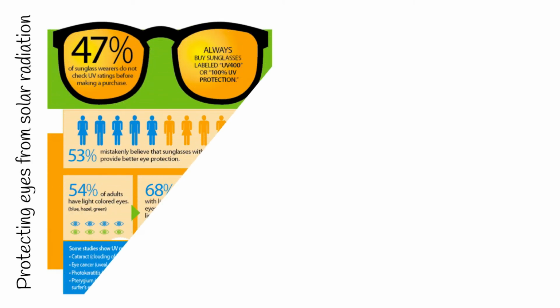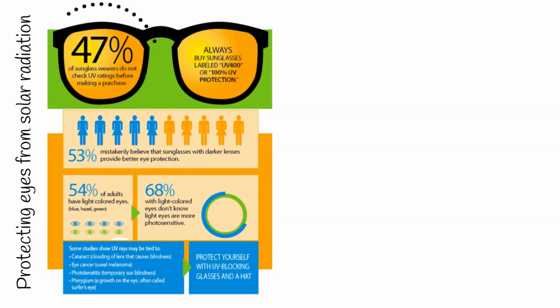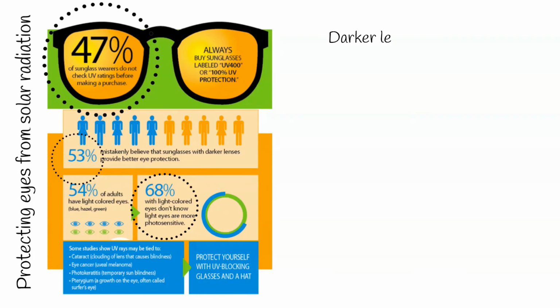Slide-on sunglasses. Protecting eyes from solar radiation. 47% of sunglass wearers do not check UV ratings before making a purchase. This makes them uninformed buyers. On the other hand, 53% believe darker lenses are actually better. Another alarming truth is that 68% of people with light-colored eyes do not know that their eyes are actually more photosensitive. These are some of the truths that we must know.